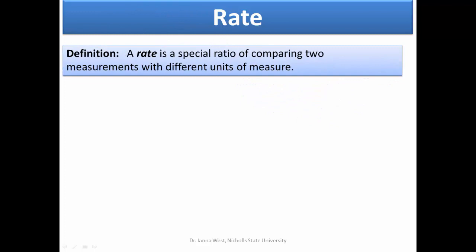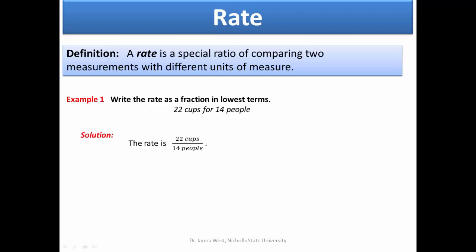Our next topic in this section is rate. By definition, a rate is a special ratio of comparing two measurements with different units of measure. In our first example, we will write the rate 22 cups for 14 people as a fraction in lowest terms. We simply write the rate as 22 cups divided by 14 people. And written in lowest terms, it will be 11 cups for 7 people.